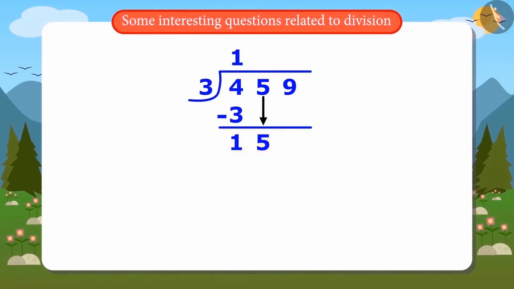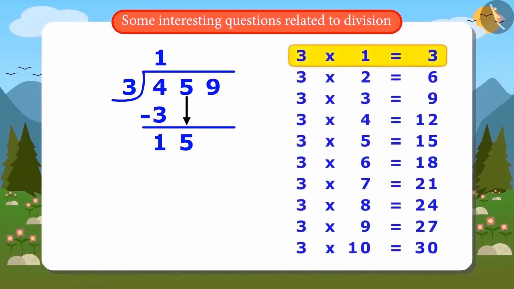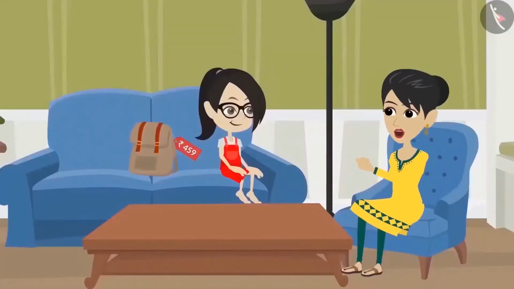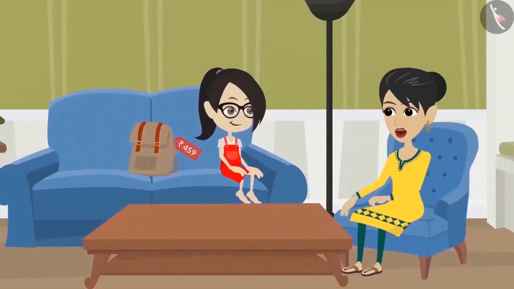"Okay, Mummy. 3 ones are 3. 3 twos are 6. 3 threes are 9. 3 fours are 12. 3 fives are 15. That's it. So when 15 is divided by 3, the answer came 5 and the remainder is 0." "Perfectly done, Vandana. Now repeat the same sequence with the rest of the digits."